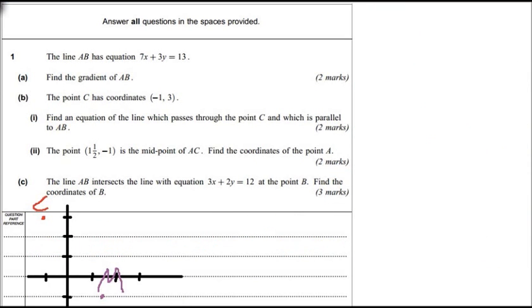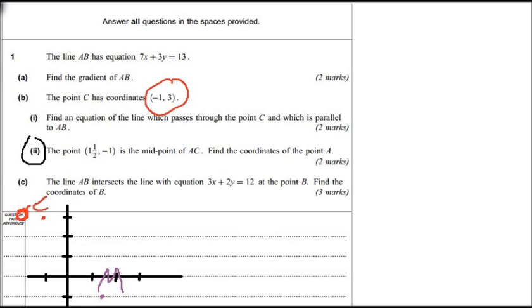So for this question here, you get given another new point. You get given the point that is the midpoint of AC. You already know what C is from earlier on. C, I've drawn that, that's up here. So you can see where the midpoint is as well. I've drawn that in as well.